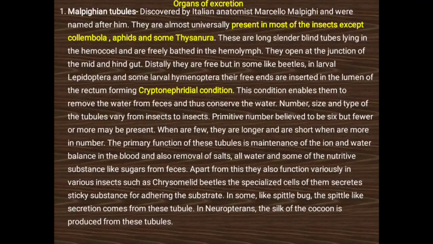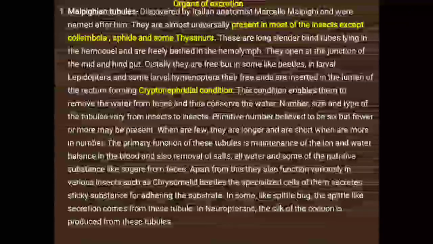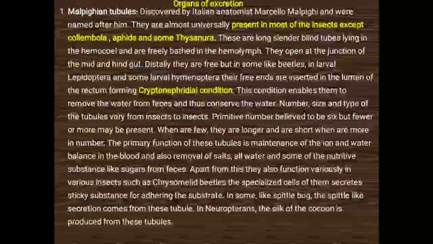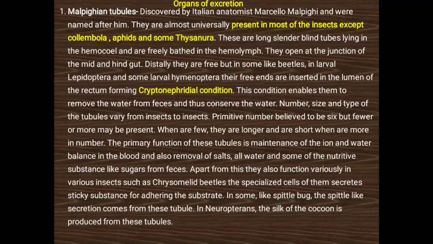The number and size of the Malpighian tubules vary from insect to insect. Now, the primitive number is believed to be 6, but fewer or more may be present. When they are few, they are longer, and when they are more, they are shorter. The primitive function of these tubules is to maintain the ion and water balance in the blood or hemolymph, and also the removal of salts, water, and some nutritive substances like sugars and amino acids from the fecal pellets and conserve them for reutilization.